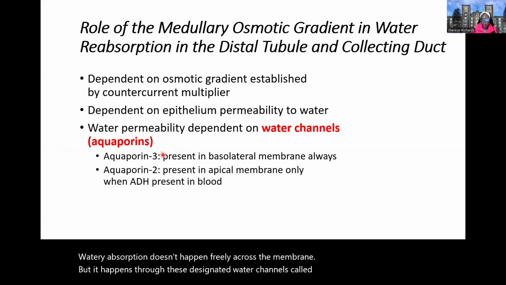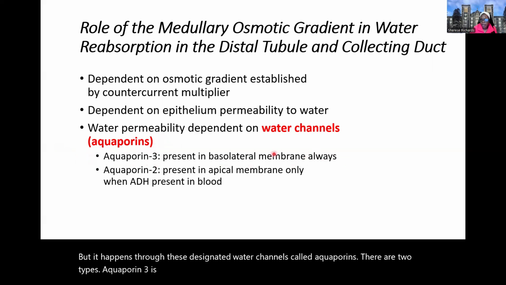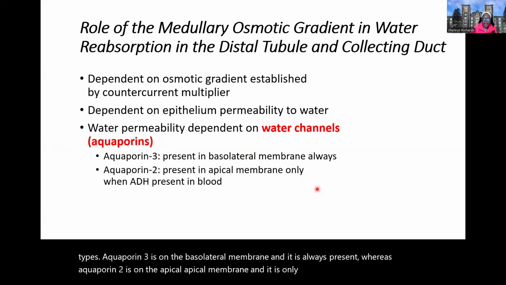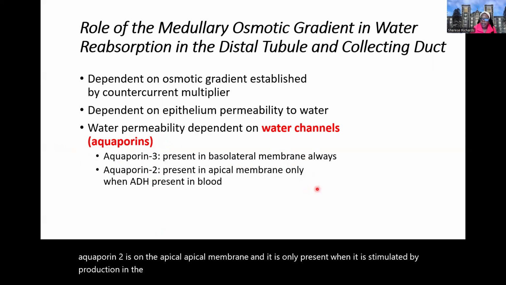There are two types. Aquaporin 3 is on the basolateral membrane, and it is always present, whereas aquaporin 2 is on the apical membrane, and it is only present when it is stimulated by ADH in the blood, through the mechanism that we'll talk about.